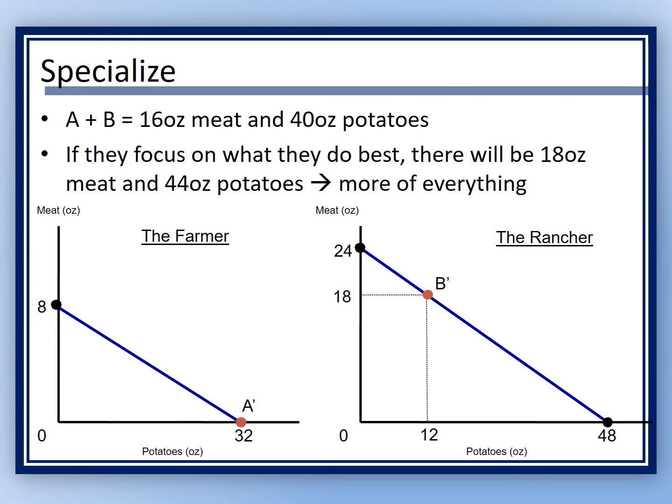The farmer produced 32 ounces of potatoes, plus the 12 ounces of potatoes produced by the rancher, they get 44. And the rancher produced 18 ounces of meat. And that's strictly more than 16 and 40, right? So by focusing on what they do best, they manage to produce more of everything.